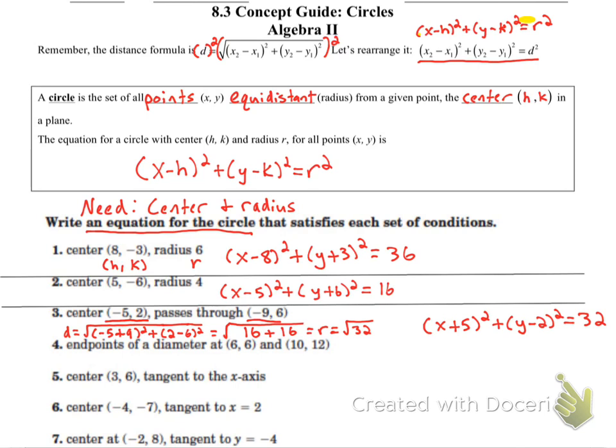Number 4, this is where we switch over. This is where you definitely are going to need an extra sheet of paper because there's just too much work. All right.